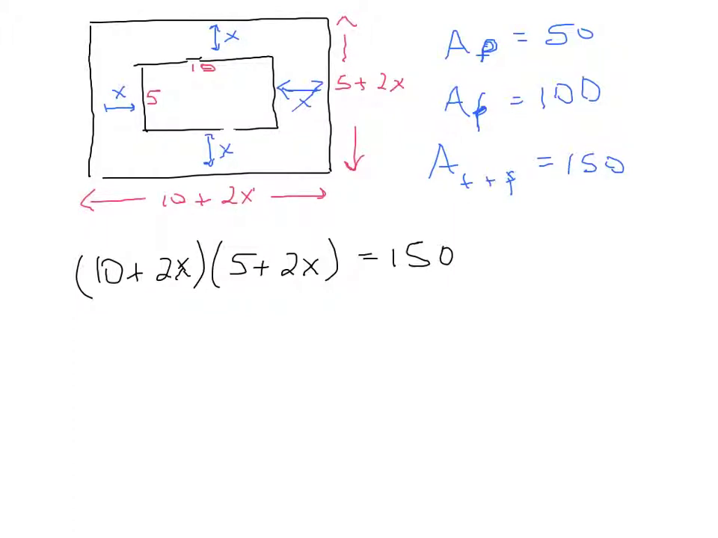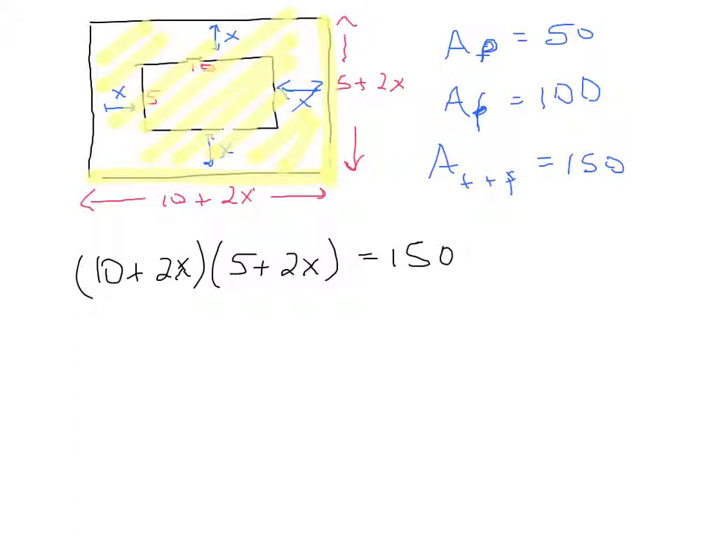So if I put in a relationship of what I know, 10 plus 2x times 5 plus 2x is equal to 150. So basically what I'm saying is that this times this basically gives me this whole area in here. And that makes a lot of sense. So now it's asking you to solve for x, or solve for the width of the frame.